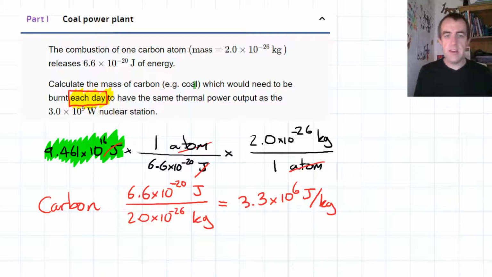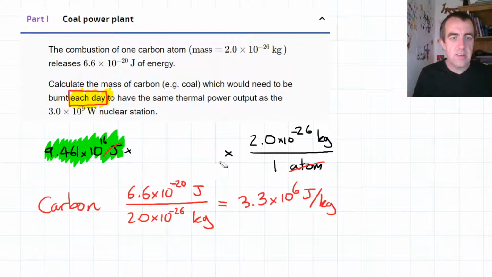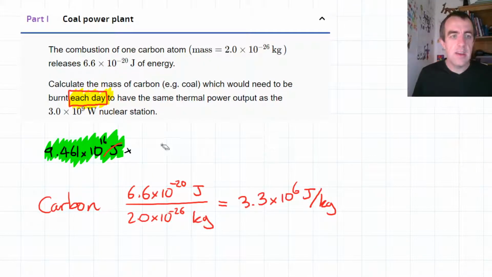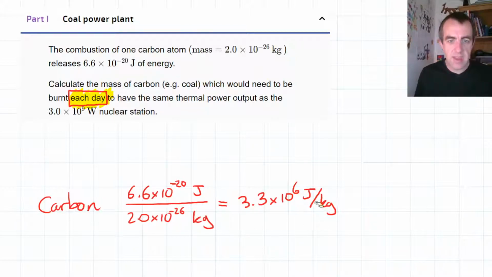So let's do that. Might as well just delete all this for a second. I'll leave that line there. I'll delete this. And I'll delete this. But I'll leave that there because that's the energy density from carbon. Now, because it's per day, remember the power multiplied by the time is the amount of energy. So that's 3.0 times 10 to the 9 watts, which is joules per second.